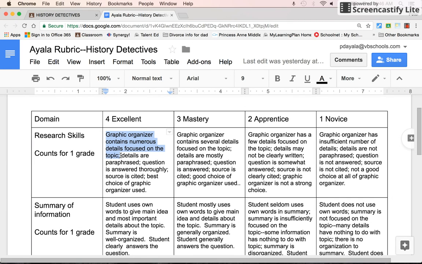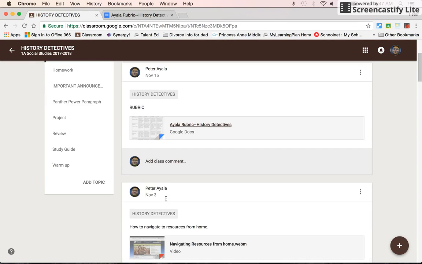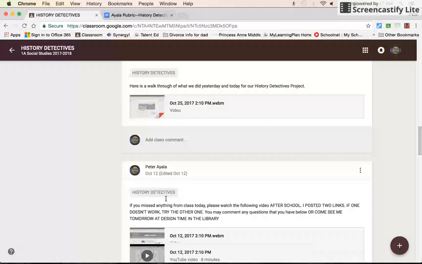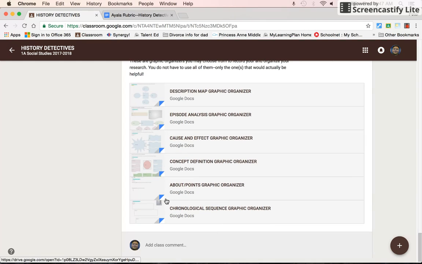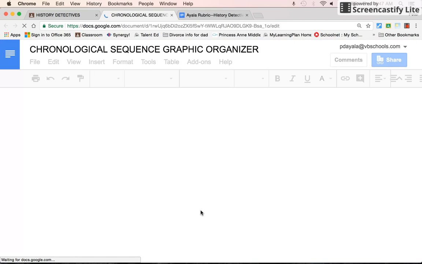So again, say your inquiry question was looking at change over time, say you were talking about a specific Native American tribe and how they changed over time. One of the graphic organizers you might have used would have been the time sequence one, where it's kind of like a timeline setup. And you would have said one thing happened and then another thing happened. For an example of that, we can actually look at that specific graphic organizer. So again, if we're talking about change over time, you probably would have used this chronological sequencing one.